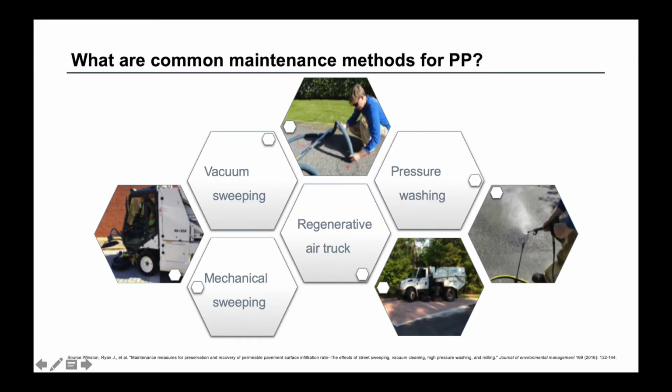Hi, this is Miao. I will continue to introduce the maintenance methods. In order to ensure good conditions of permeable pavements, maintenance methods as a function of PP types are necessary. Nowadays, mechanical sweeping, regenerative air sweeping, vacuum sweeping, and pressure washing are commonly used to solve the clogging problems in pavements. To compare the effectiveness of different methods, many researchers have done a lot of lab or field tests.